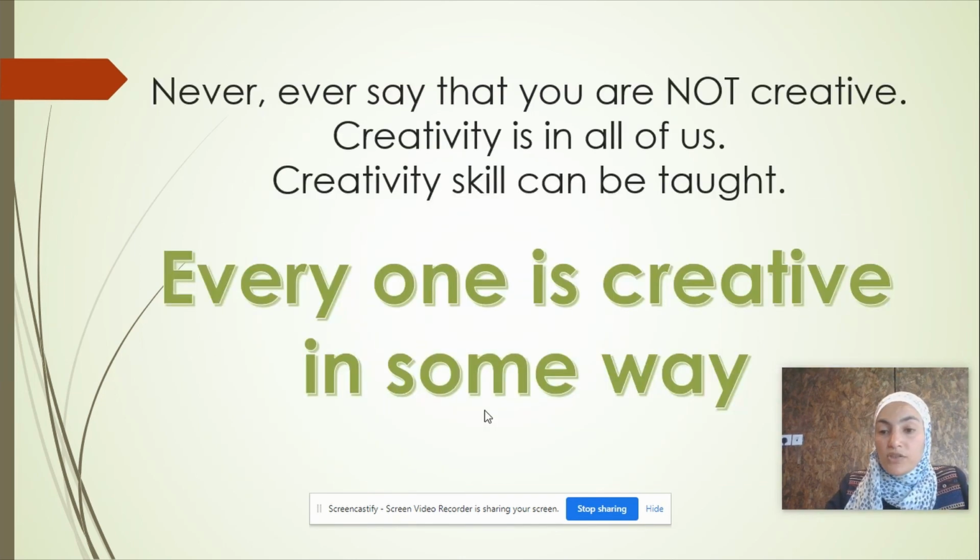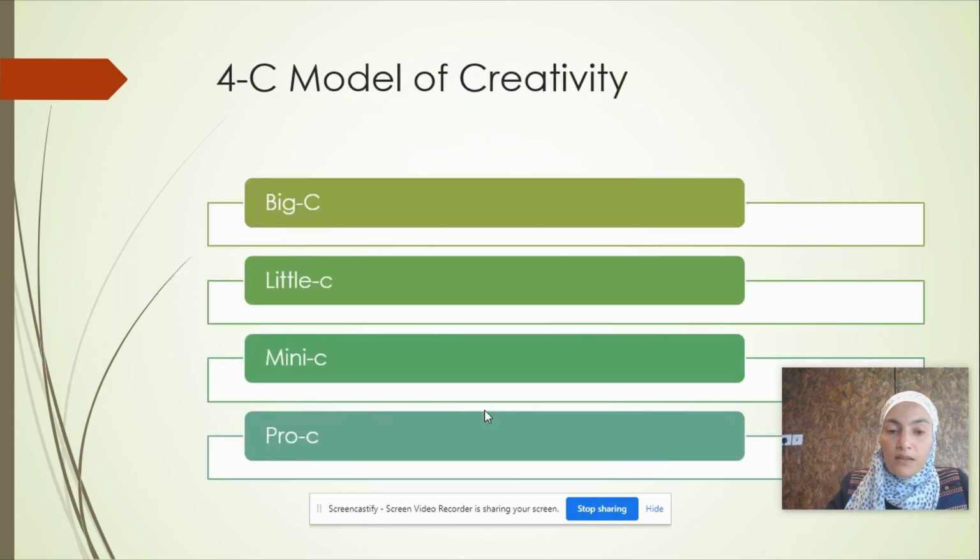So according to the definitions that we shared about creativity and the 4C model, we noticed that creativity is in all of us. And so never say that you are not creative. In addition, one more point, that creativity is a skill. That means that you can learn how to become creative and you can enhance and improve this skill. So we all have to believe that everyone is creative in some way. If you look at your students from this point of view, you will notice their creativity. So let's go deeper, actually.